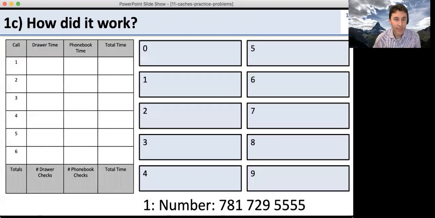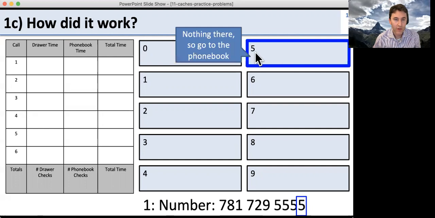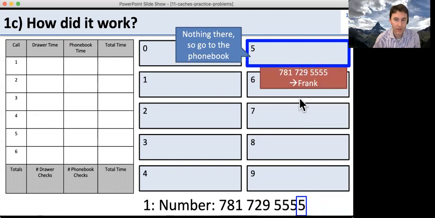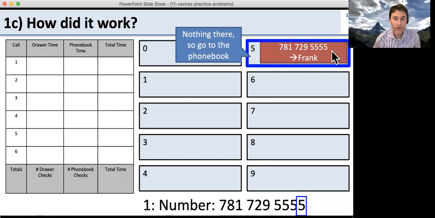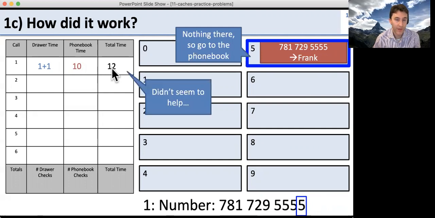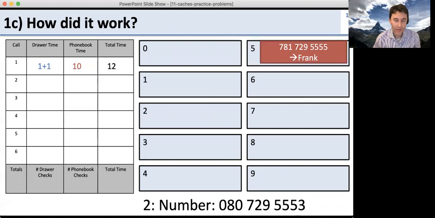All right, so let's see how it worked out. The first number we had was this one that ended in 5. So we're going to use 5 to figure out what drawer it is. We look at the drawer, it's empty, so we go to the phone book. The phone book's really slow, so it's going to take us 10 seconds, but we put a note in there with the number and the name. So we spent 1 second looking in the drawer, 1 second putting something in the drawer, and 10 seconds looking up in the phone book. So we spent 12 seconds on that one. This was actually worse. If we hadn't had these drawers, we would have only spent 10. We spent 12 instead.